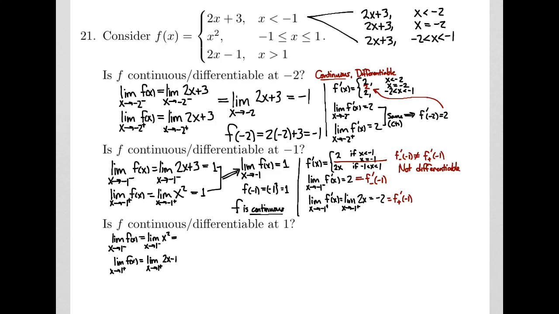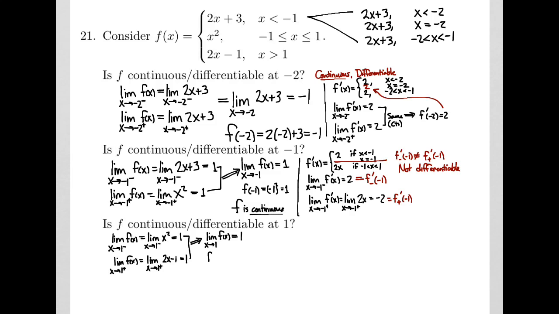And so from the left I get a limit of 1. From the right I get a limit of 1. Because these agree, I know that the limit of my function as x goes to 1 doesn't depend on the side and has a value of 1.